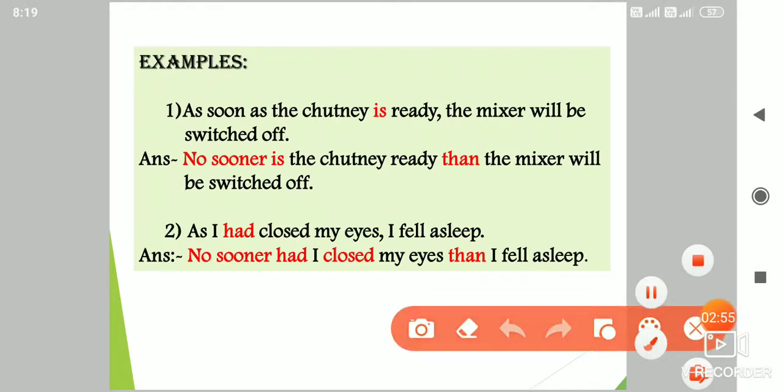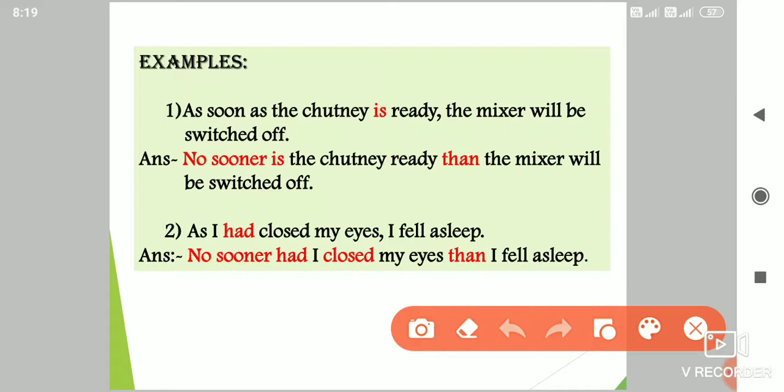Here the first example tells us, as soon as the chutney is ready, the mixer will be switched off. In this sentence, you have observed there is already a helping verb given, and as soon as is also there. So you have easily identified that this particular action is first. Instead of as soon as, we have to write no sooner, and after that the helping verb which is given in the sentence as it is. Answer would be: no sooner is the chutney ready than the mixer will be switched off. You see that the chutney is the subject here, and that is written after the helping verb is.